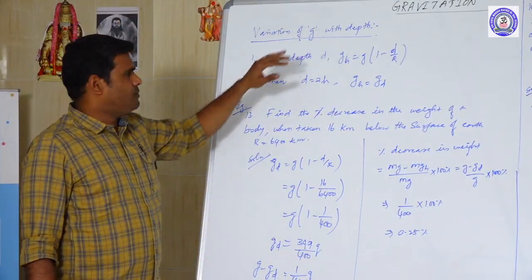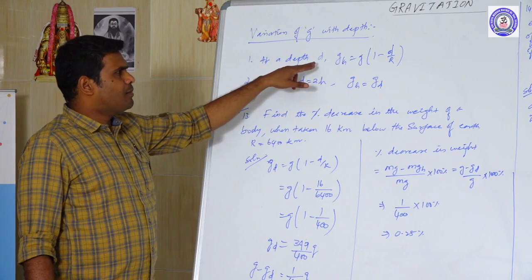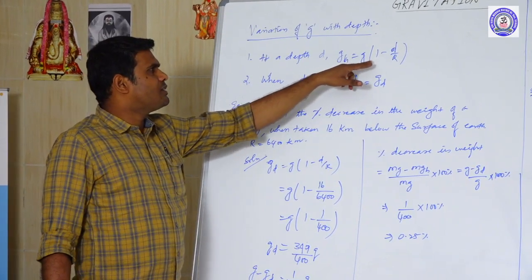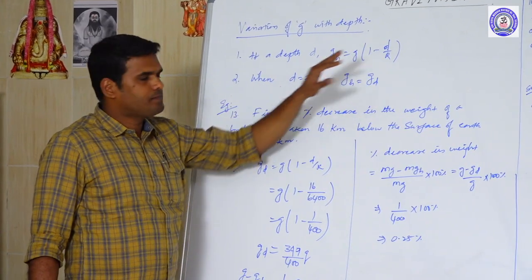Variation of g with the depth. As you know, at a depth d, g_d equals g into 1 minus d divided by r.